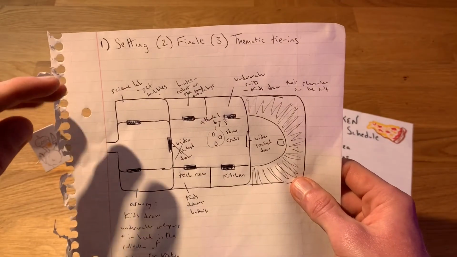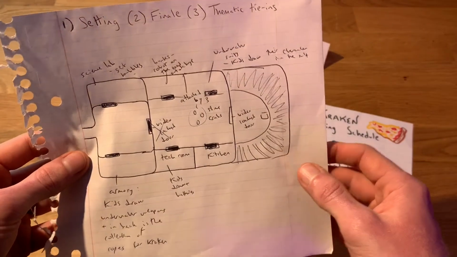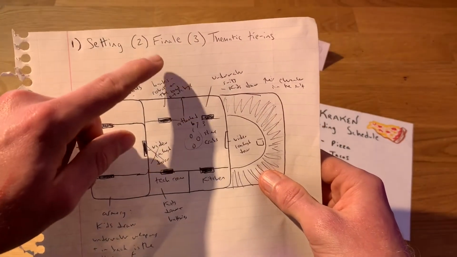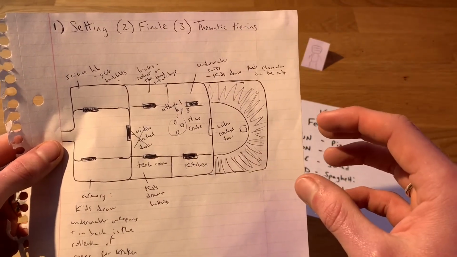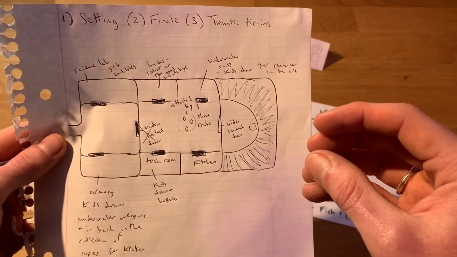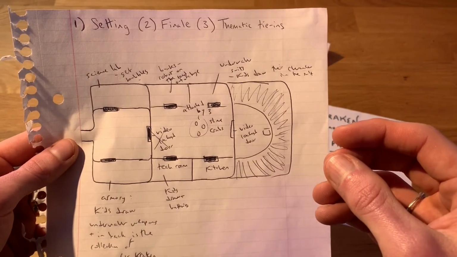I start the whole brainstorming process by thinking of a setting. So I decided that I want this game to take place in an underwater lab. Next, I have to think of the finale. What is the last event in the game going to be? Why does it make sense for the overall story? And what is a cool way to get all of the characters involved in that event?